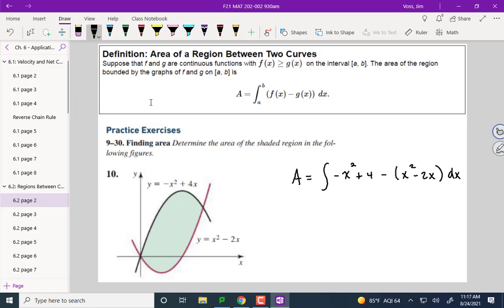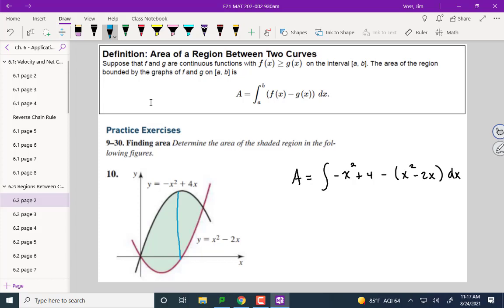So that's representing a vertical element right there. So I'm imagining this vertical element. I guess I'll just draw the blue. So that element is just a very thin rectangle. The height of that rectangle is upper minus lower. And then this dx, if you want, you can think of that as the thickness of the rectangle. You can think of it that way for sure.